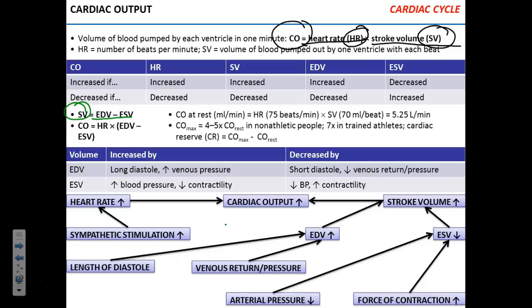So if we want to update that formula of cardiac output right here, cardiac output equals heart rate multiplied by the difference between end diastolic and end systolic volume. Does that make sense? Okay, what's the cardiac output a minute? In 1 minute, a heart pumps the entire blood volume.